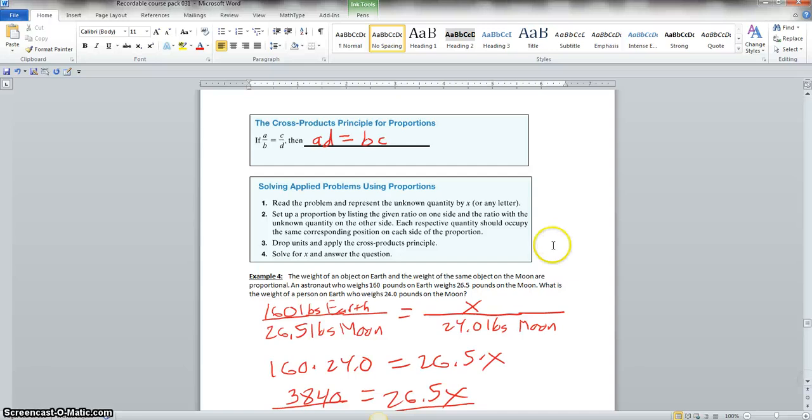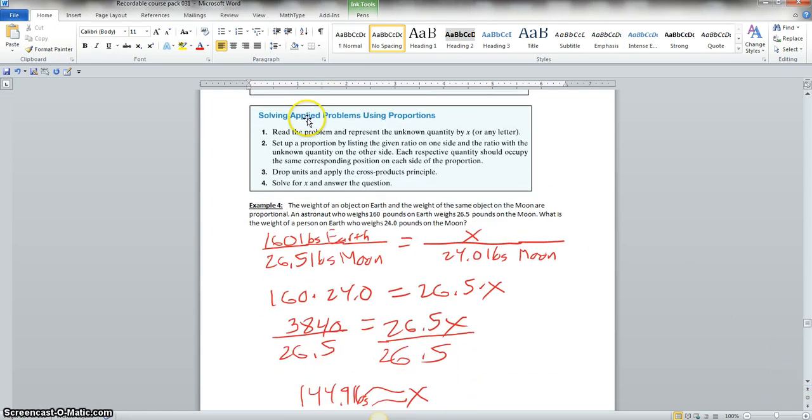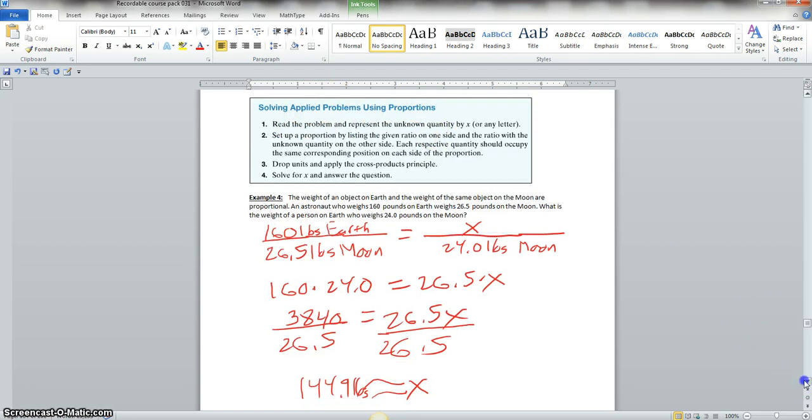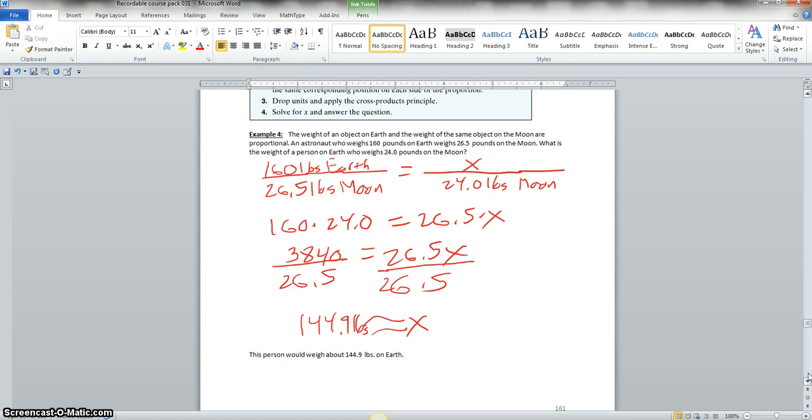and we're going to go to this section here. It says the cross products principle for proportions. If A over B is equal to C over D, then if we cross multiply, it'll be A times D is equal to B times C. Now, you can read this solve and apply problems using proportions at your leisure. Let's go down here to example 4.